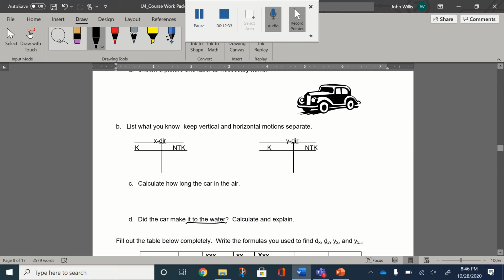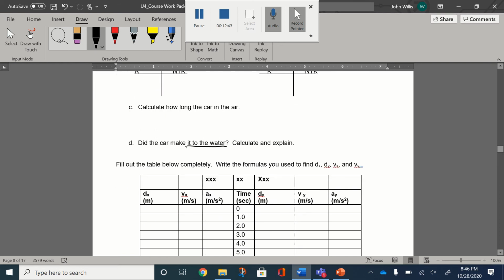So use the distance that you calculate, just like we just did, and if it's over 80, yes, the car made it into the water. If it's under 80, no, the car did not make it into the water. That's all I'm looking for, so give me the distance.